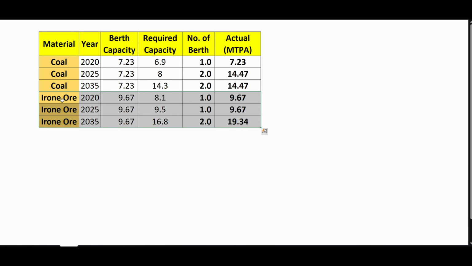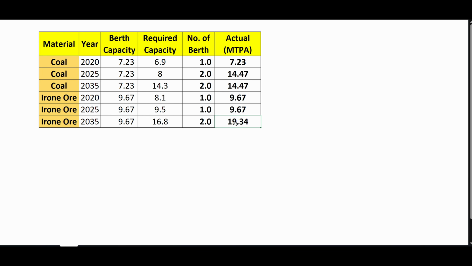However, in 2035 demand rises to 16.8 million tons per annum. Now one berth is not enough, so we require two berths. Two berths provide 19.34 million tons per annum, which safely meets the demand.